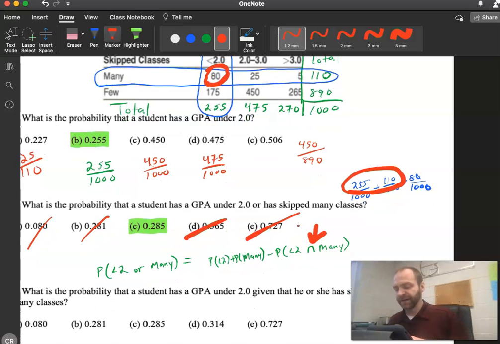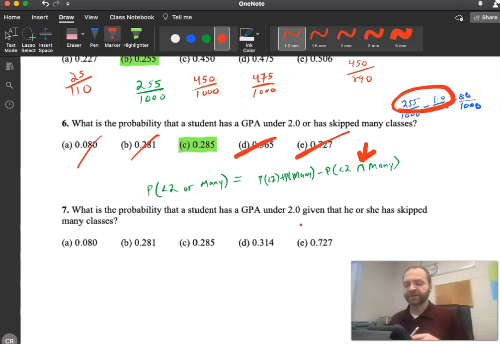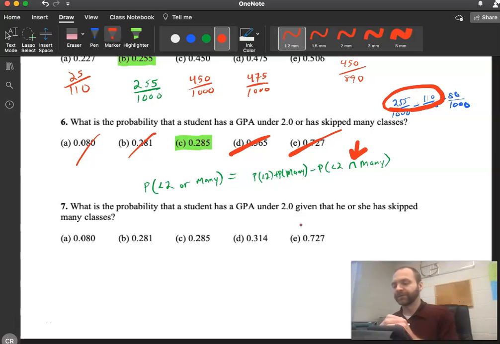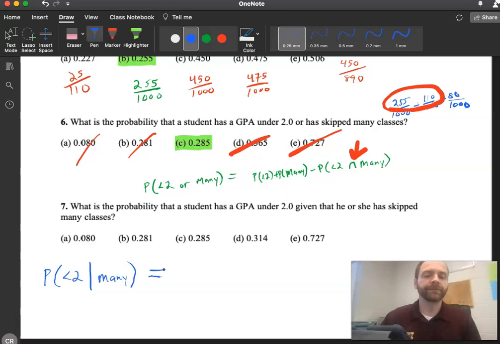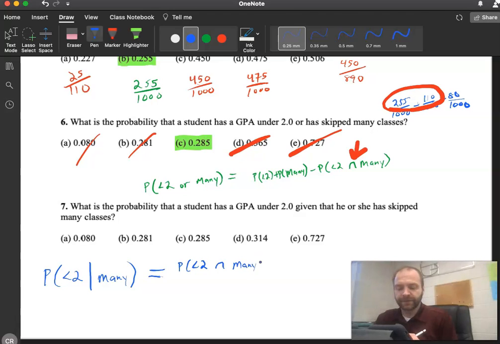And now we're going to look at the last problem. What is the probability that a student has a GPA under 2 given that... Oh, the notorious given that. So the probability, let's write this down, of less than 2 given that he or she has skipped many classes. Let's write down the formula to begin this one. That's going to be the probability of less than 2 and many, where do they overlap, divided by the probability of many.